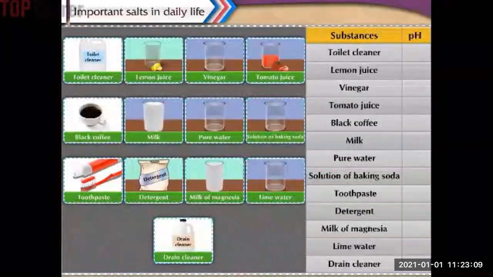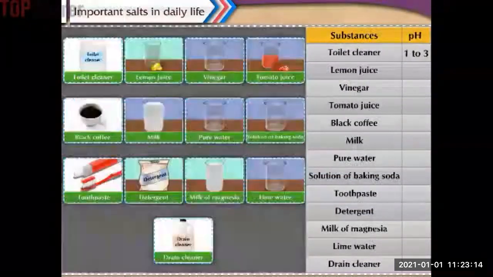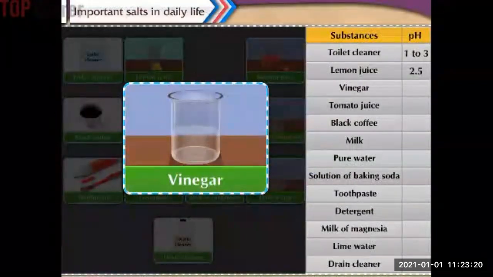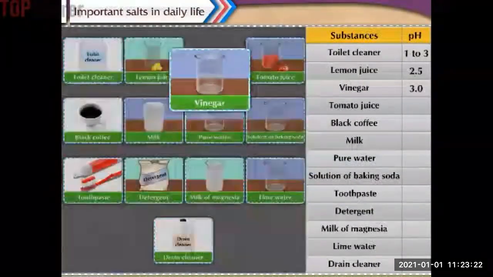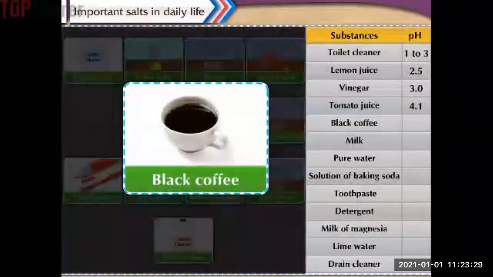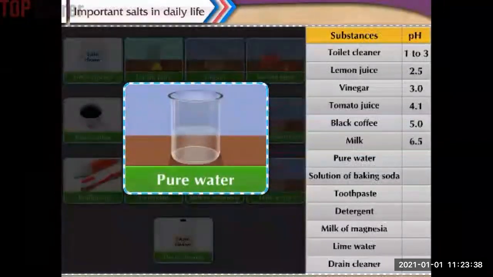1 to 14. Has pH 1 to 3. Lemon juice has pH 2.5. Vinegar has pH 3. Tomato juice has pH 4.1. Black coffee has pH 5. Milk has pH 6.5. Pure water has pH 7.